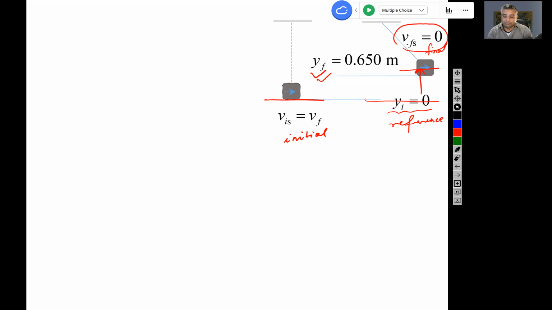Now, how about initial? Initial velocity is equal to VF, final velocity. Does that make sense? I'm confused. Can somebody help me here? Don't say you wrote it, Ramesh, you deal with it.